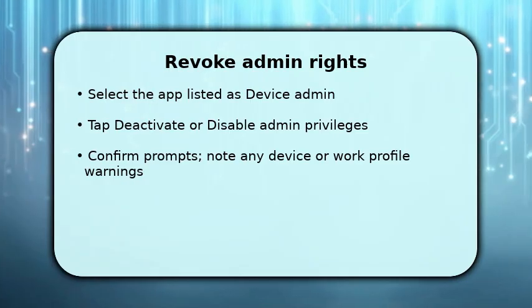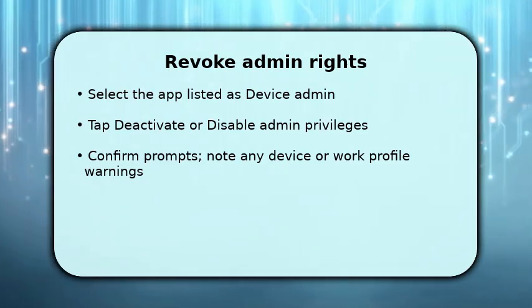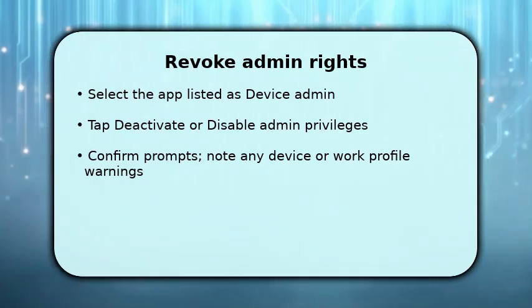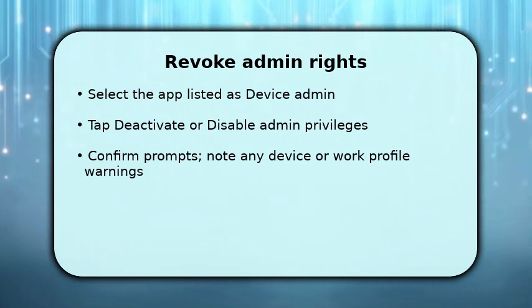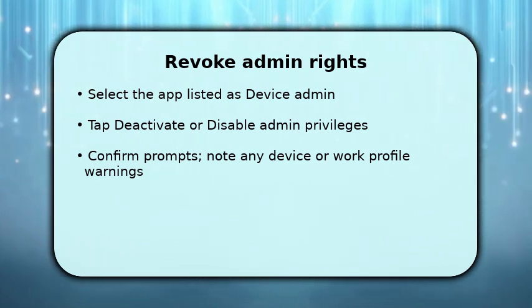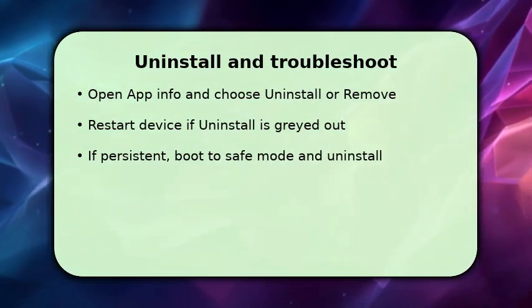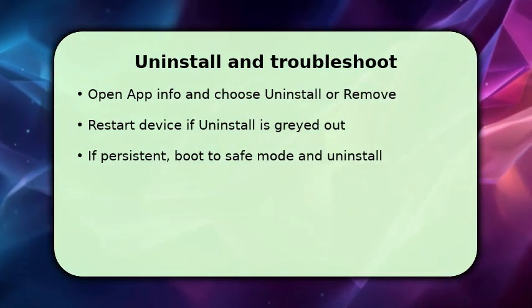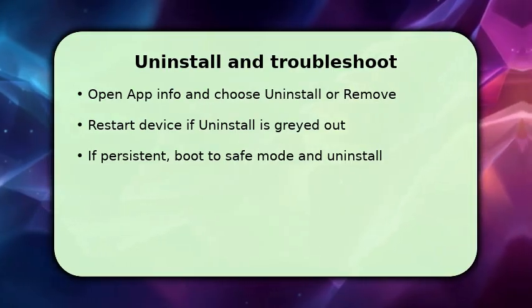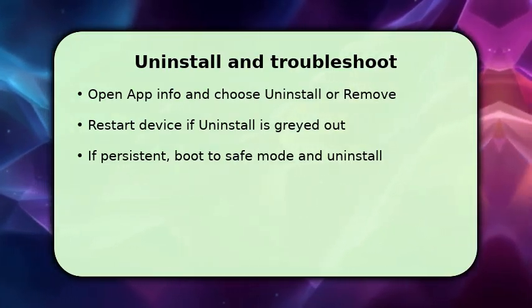Once deactivated, the app no longer blocks uninstall. You'll return to the app list to proceed with removal. After deactivation, go to App Info for that app and choose Uninstall or Remove. Follow on-screen confirmations. If uninstall is grayed out, restart the device and try again because a restart clears transient locks.